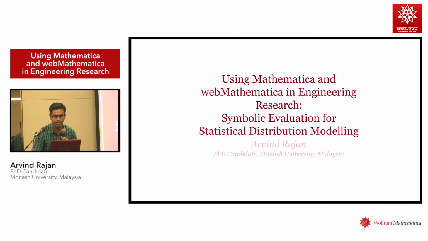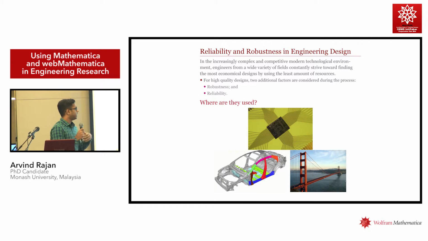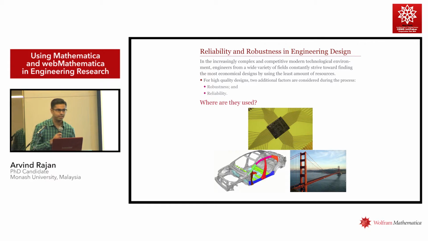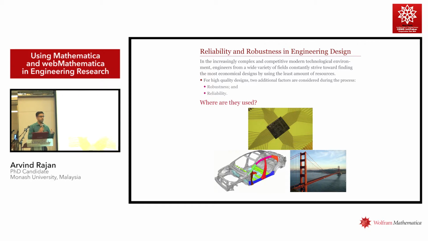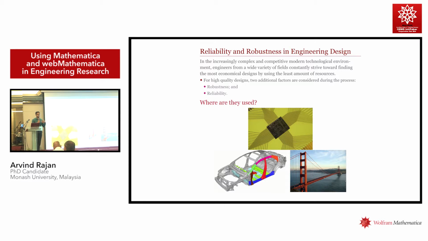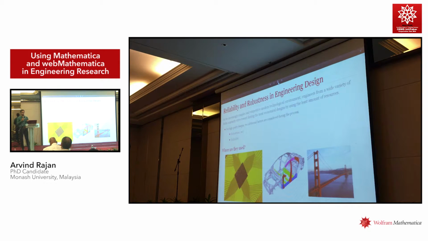In engineering, things have become increasingly complex in modern engineering. However, engineers are constantly striving towards finding products that use the least amount of resources. But to find a very high quality product, there are some analyses that you have to do on the product, such as reliability analysis and robustness analysis.